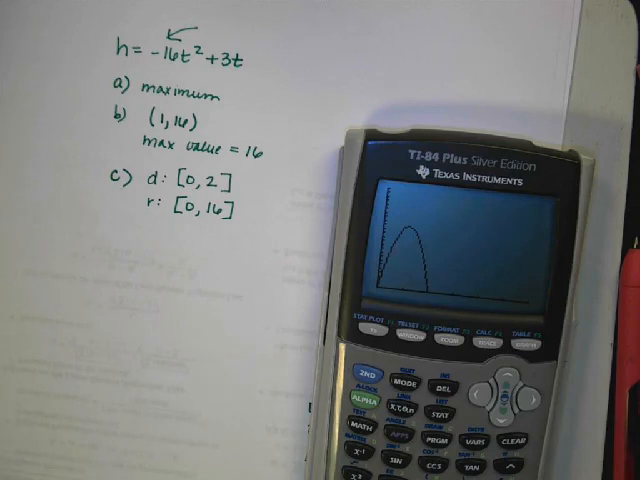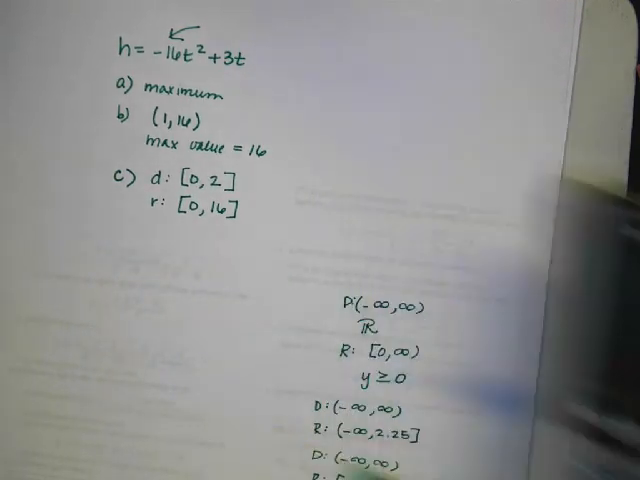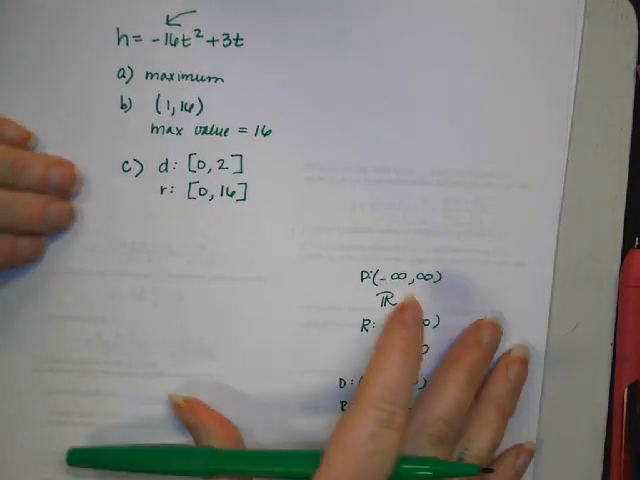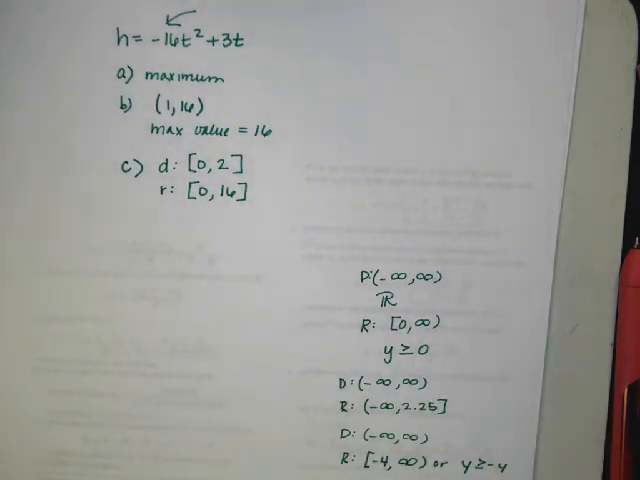As far as range also, I would accept like 0 to 20, because we're talking about something reasonable, not exact. But I don't know how your teacher feels about that. All right, so let's go on to 15.